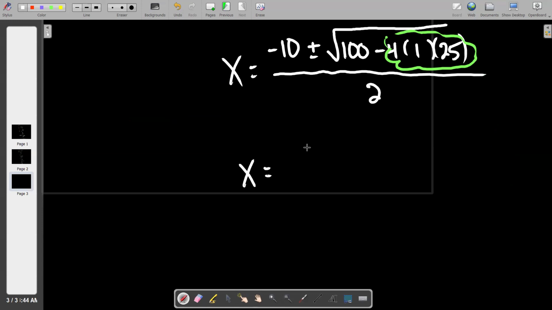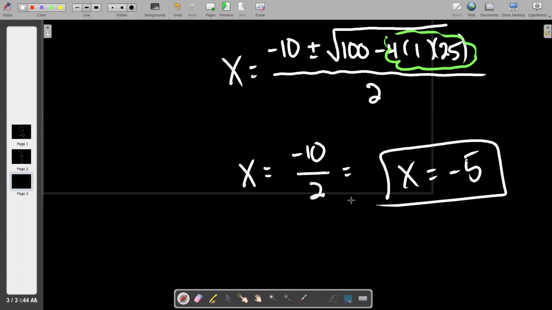X equals negative 10 over 2. You might say, I thought you said quadratics always have 2 answers. They do. This one has 2 answers. They just happen to both be the same. So the answer to this one is X equals negative 5. Done. All right, that concludes that.